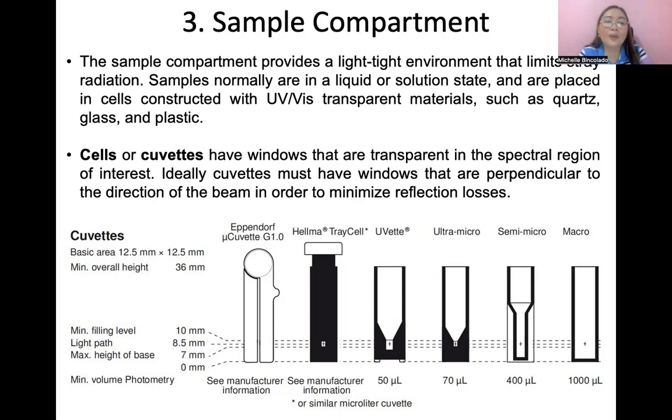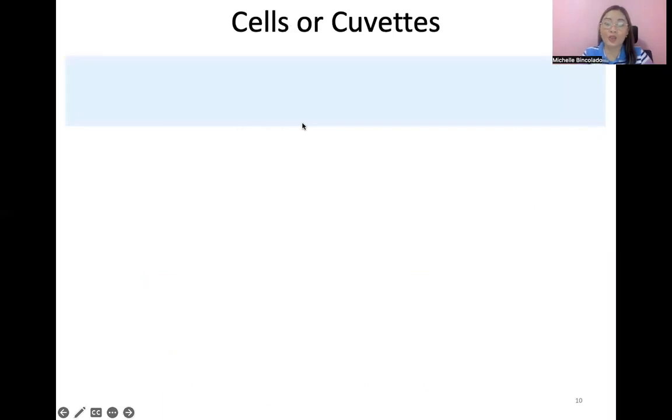Now you may ask, cuvettes lang ba ang pwedeng paglagyan ng sample? Pwede rin guys ang mga test tubes. There are actually certain instruments guys that allow the use of test tubes as sample compartments. So, ano yung mga kailangan i-take note pa natin guys in using cells or cuvettes?